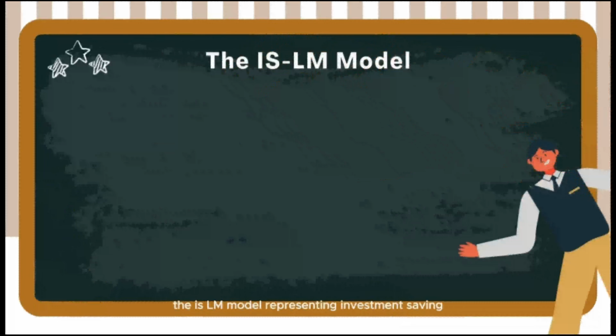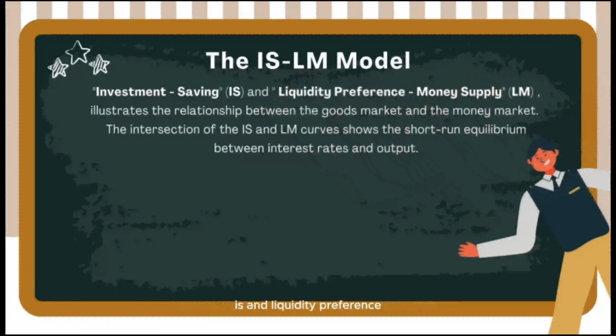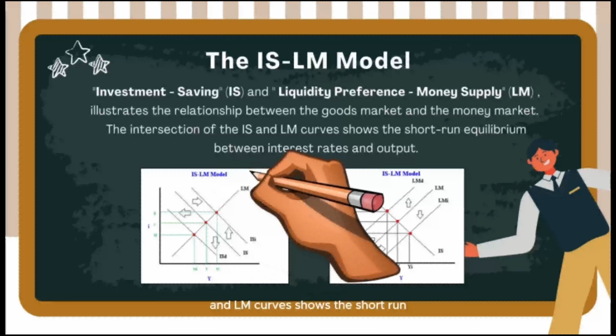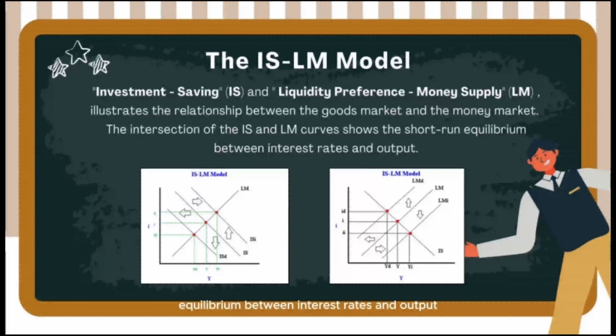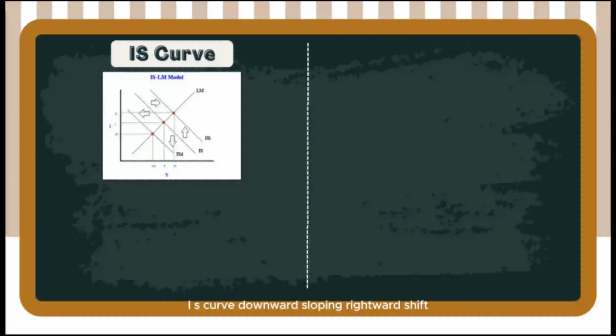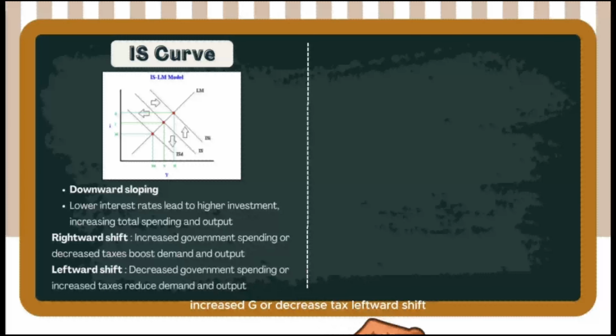The IS-LM model, representing investment savings and liquidity preference money supply, illustrates the relationship between the goods market and the money market. The intersection of the IS and LM curves shows the short-run equilibrium between interest rates and output. IS curve: downward sloping; rightward shift with increased G or decreased tax; leftward shift with decreased G or increased tax.